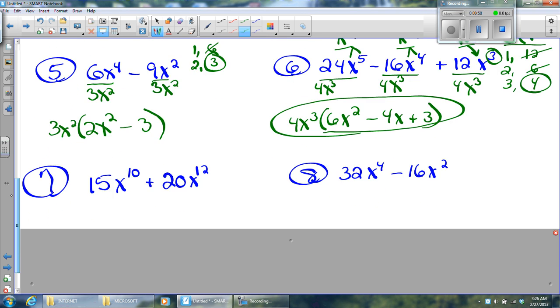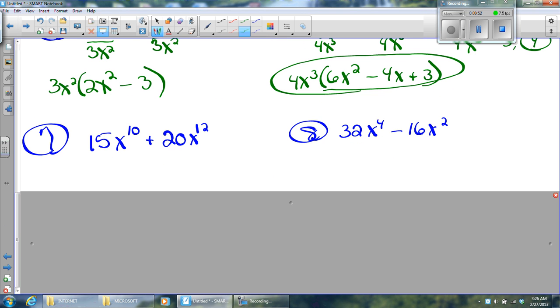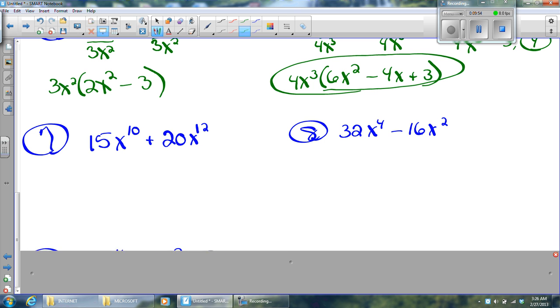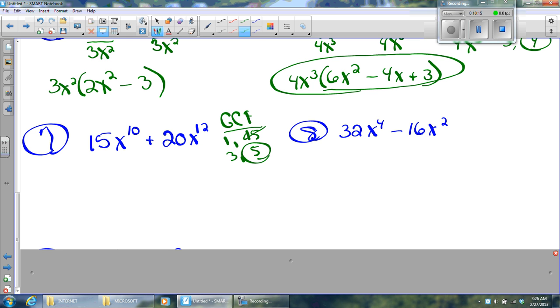All right, couple more examples here, making sure we're getting good at it. I'm trying to trick you, but that's okay. You guys are pretty smart. You can handle it. Okay, so one more time. I GCF the coefficients. Smallest number is 15. The factors of 15. 15 does not go into 20. 5 goes into 20. 5 goes into 15. There's my GCF of my coefficients.